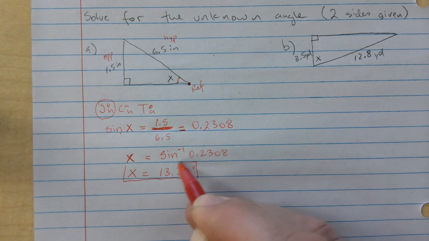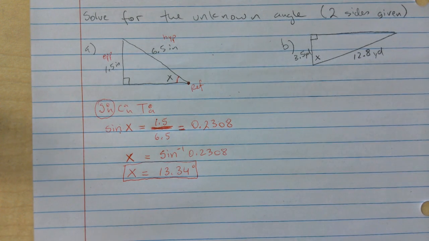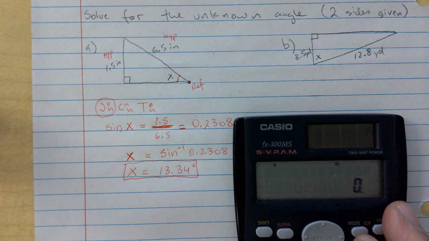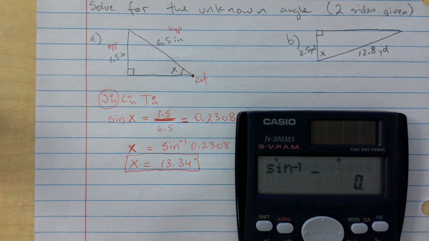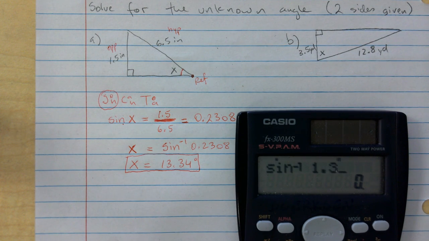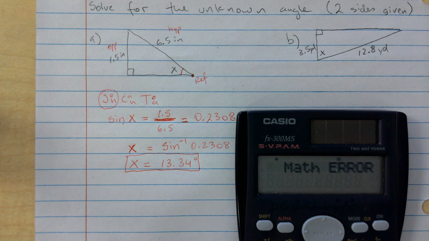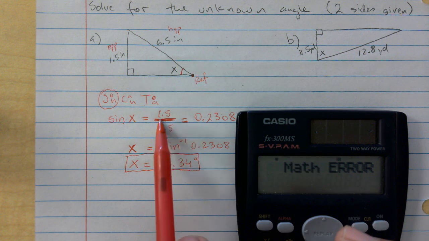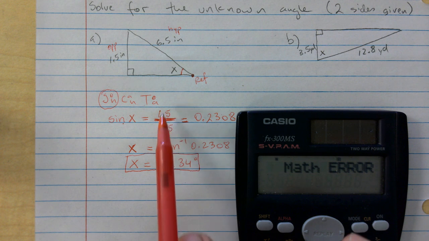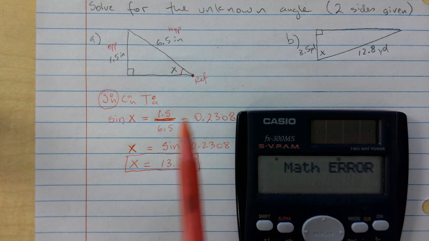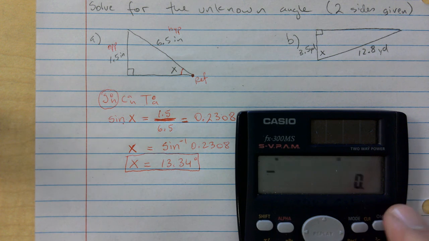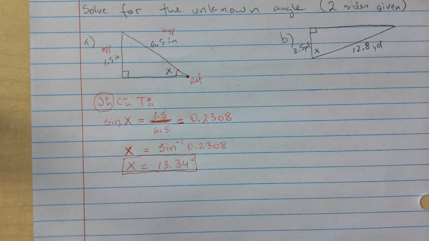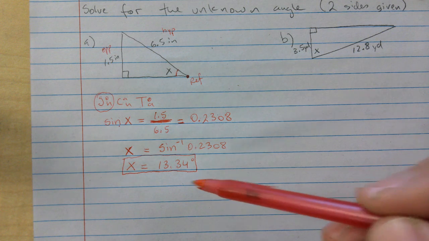If you get an error at this point, like I'll make one for you. I'll make it give me an error here. You're going to get a math error or something. And what that means is that you probably made a mistake up here in labeling, or you made a mistake in where you put the sides in. So you got to make sure that that is correct. Okay. So we solved that one.